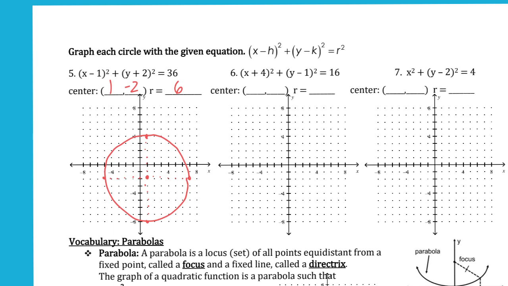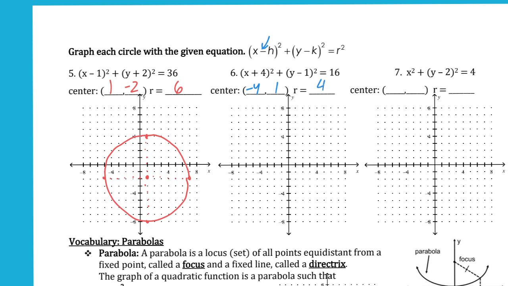Okay, so try the next one. Where would be the center? It says x plus 4. Just do the opposite of what you see. It's -4. Has to do with there's already a minus in the problem. So it says y subtract 1, just put 1. The radius would be 4.